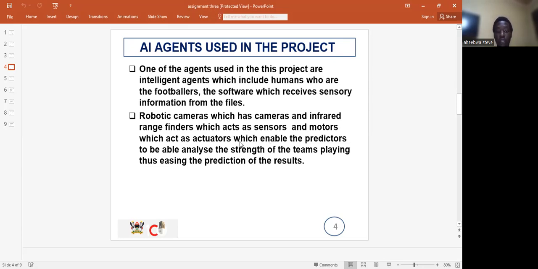Then the motors, which act as the actuators, we shall see the different motors which affect the multi-agent environment in this case of our project, which enable our predictors to be able to analyze the strength of the teams playing, thus easing the prediction of the results.